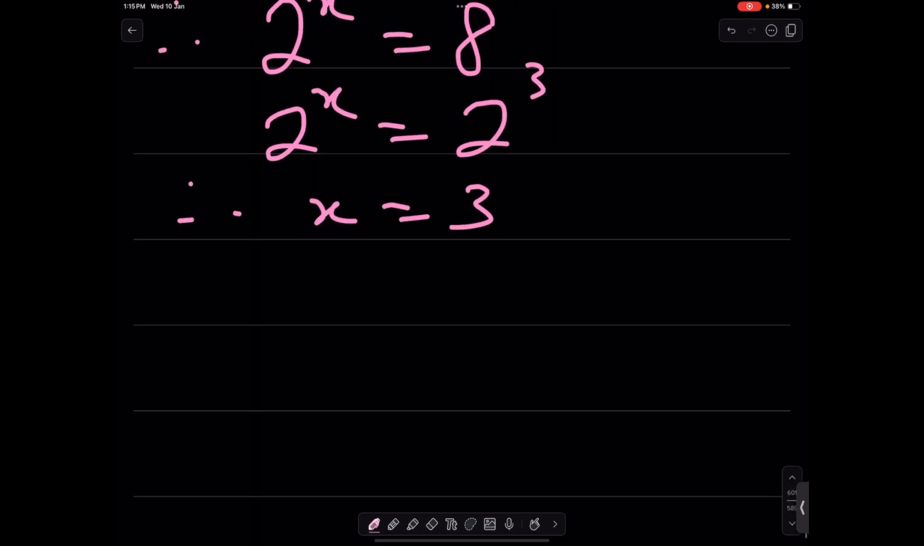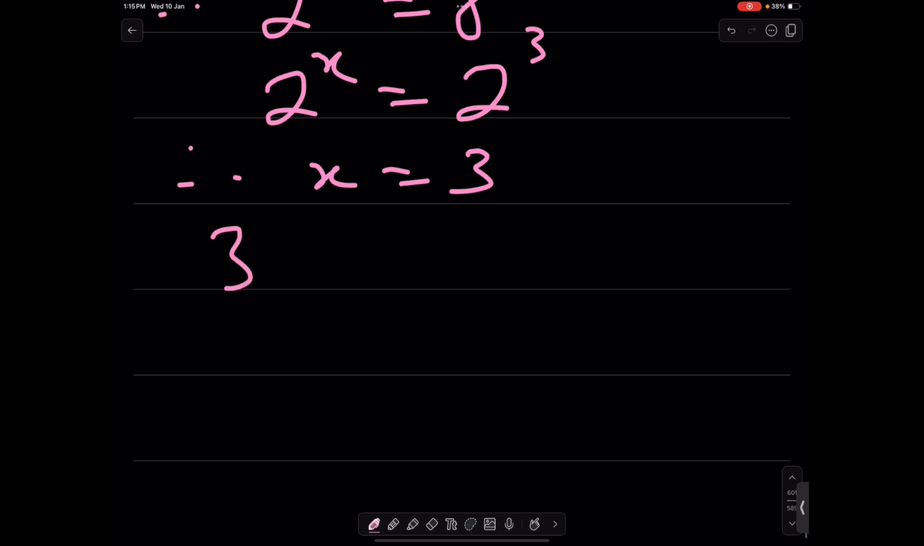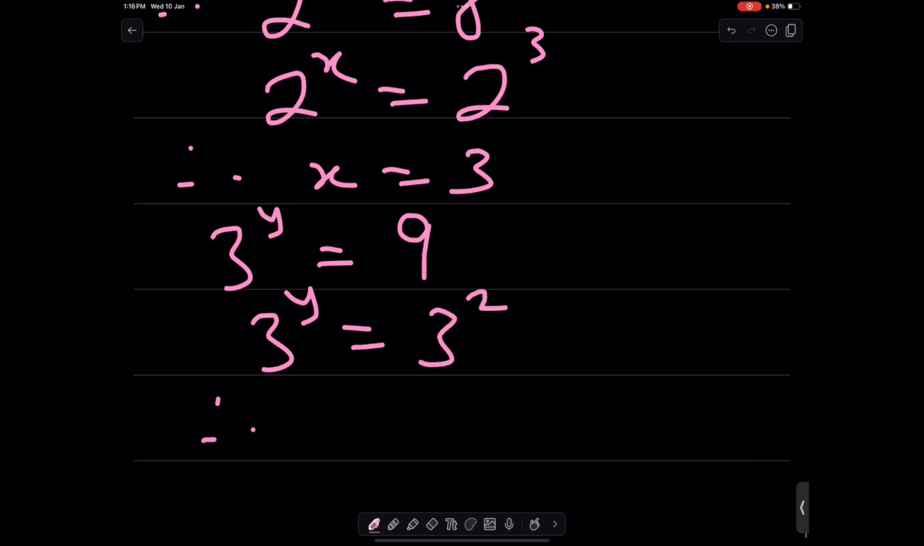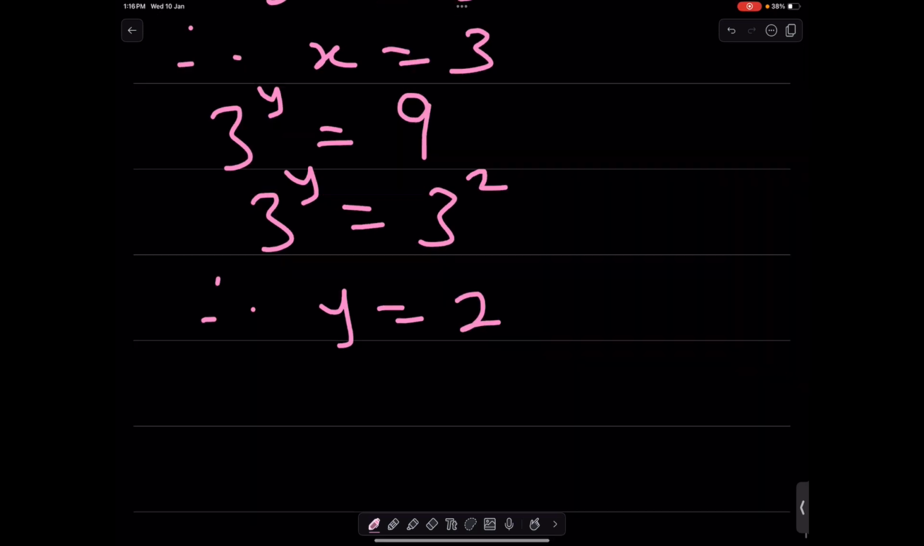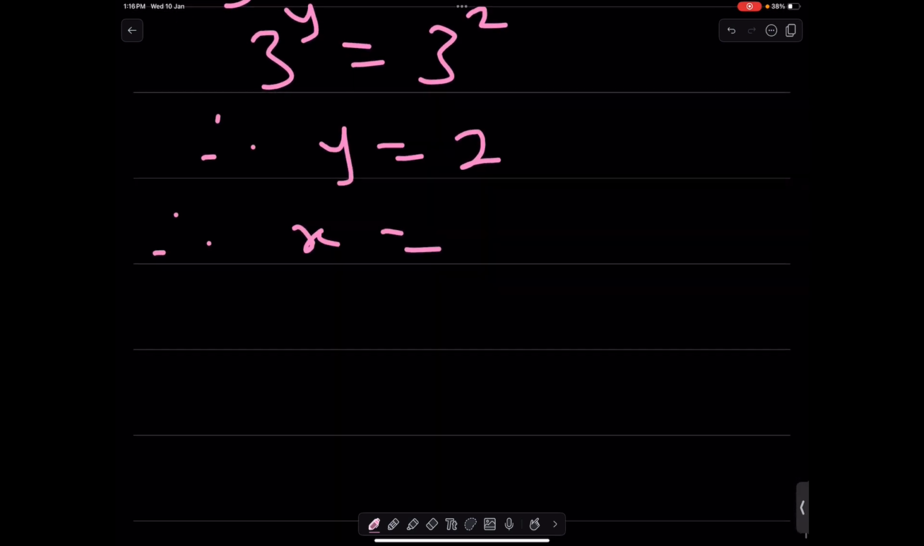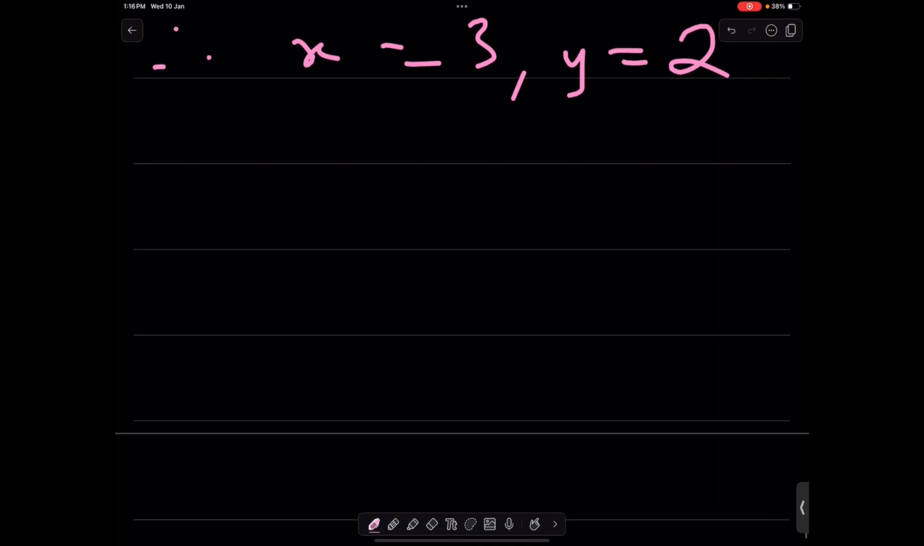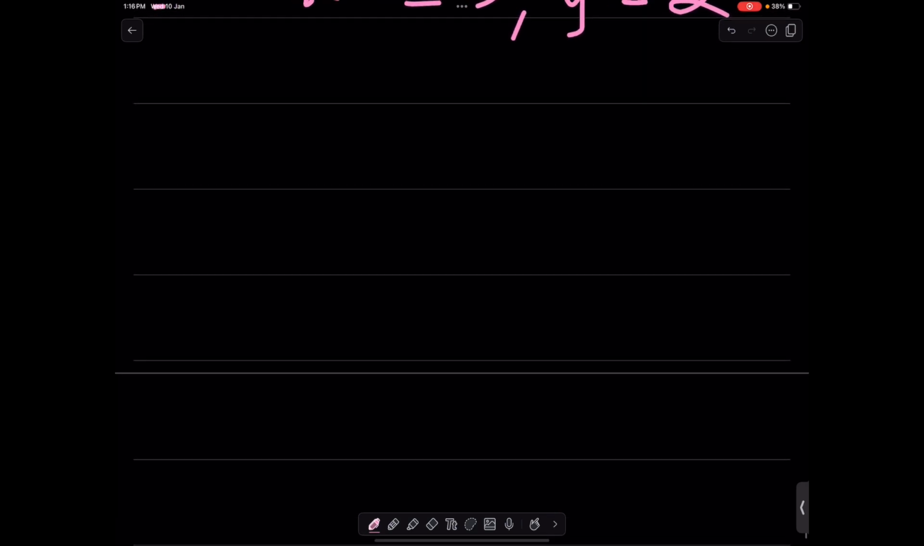And b is 3 raised to power y. We have found b to be 9, so that means 3 raised to power y equals 9, which is the same as 3 raised to power y equals 3 raised to power 2, which therefore means y equals 2. So therefore, x equals 3 and y equals 2. And that's it. Very, very simply. That looked a bit tricky, but it wasn't really difficult. It was a piece of cake still.